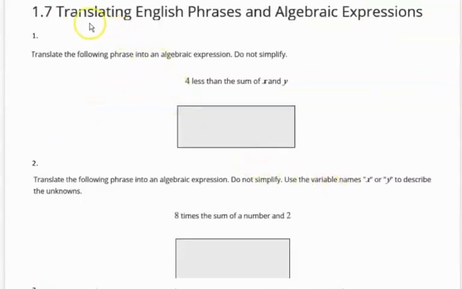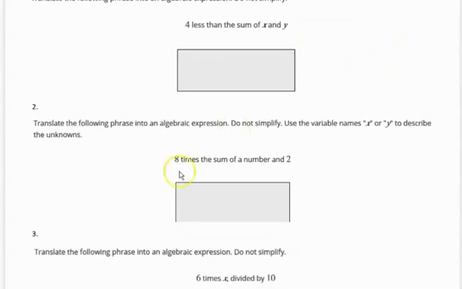To wind up our review in Chapter 1, we're going to work on translating English phrases and algebraic expressions. Here they're going to tell you what letter to use. Usually X and Y are good. Read these over, number 1 and number 2, see what you come up with, and we'll go over them shortly.